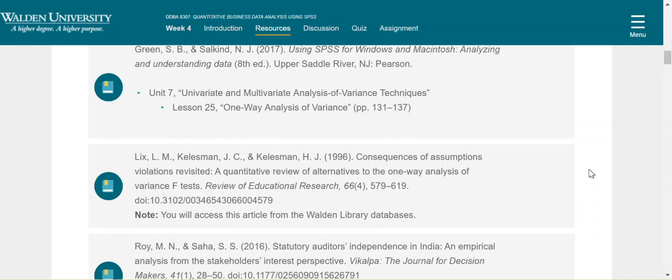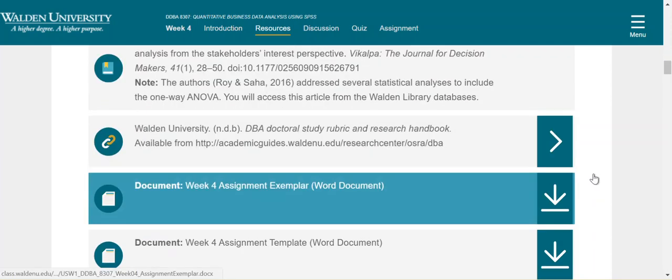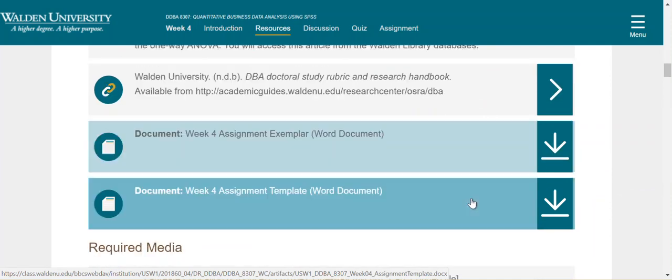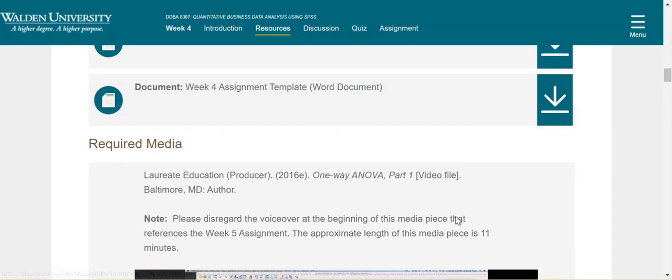Make sure that you read our learning objectives for the week, as well as our learning resources. They're critical to your success this week. Notice we still have the exemplar. That's an example of what we'll be looking for, as well as a template to utilize.